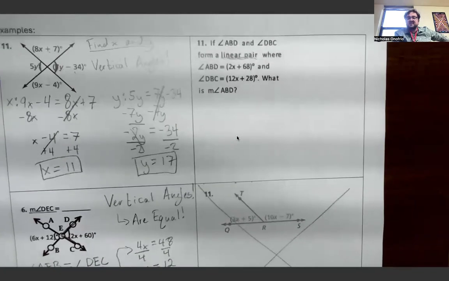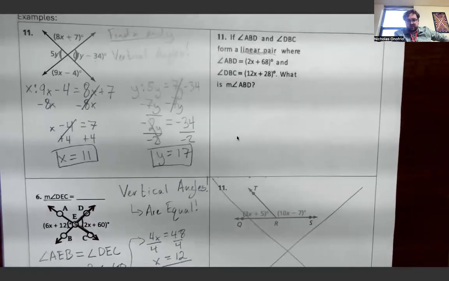Pro tip, Miss T and Mr. Campbell are also pros at this stuff. They've both taken my class many times.